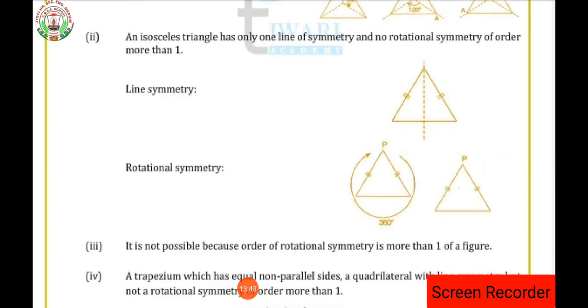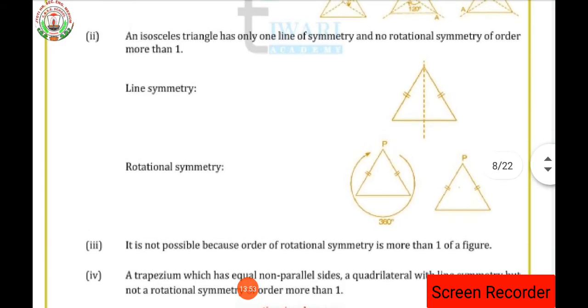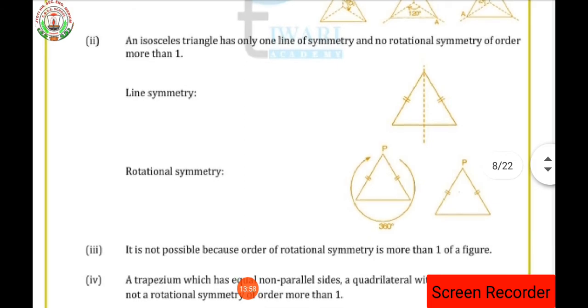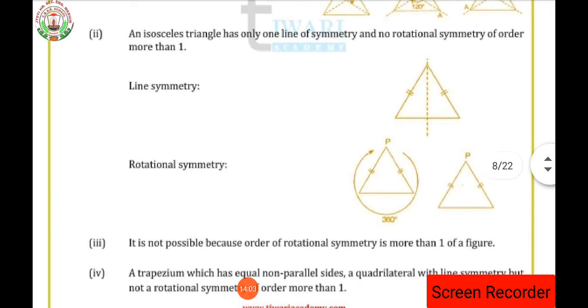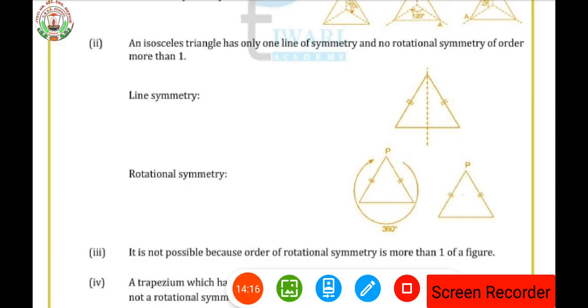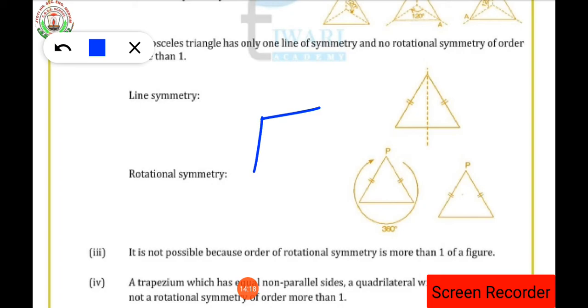Next question we have is a trapezium. It asks for an example of a quadrilateral which is a trapezium with equal non-parallel sides. So what is the example for this? A trapezium. For the fourth part of question number 2, the answer will be trapezium. Why is it a trapezium? Because have you seen the figure of a trapezium? This is the figure of a trapezium.